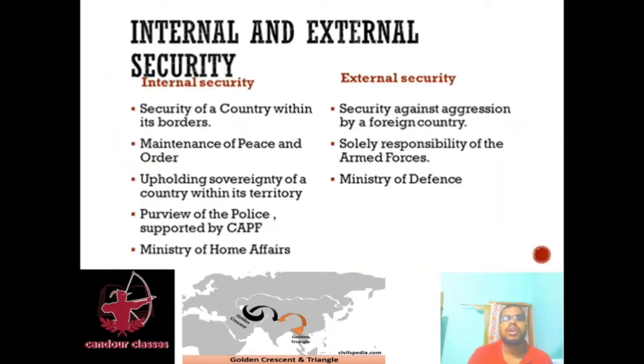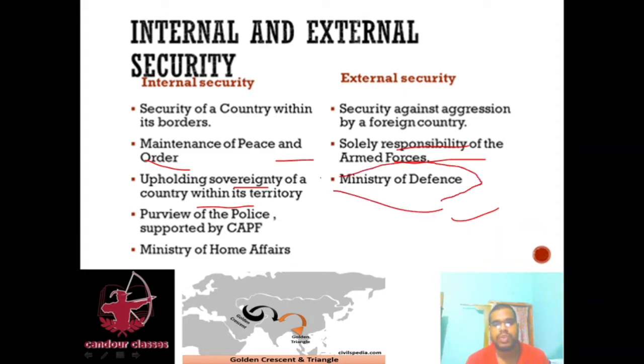Then internal and external security. What is internal security? Security of a country within its border is known as internal security. External security is security against aggression by a foreign country. We have to do internal security for maintaining peace and order. The armed force is solely responsible for protecting the country from external terrorism. Internal security also means upholding the sovereignty of a country within its territory. The Ministry of Defence takes care of external security, and the Ministry of Home Affairs takes care of internal security. It is the purview of the police, supported by CAPF. The Central Armed Police Force is responsible for our internal security.